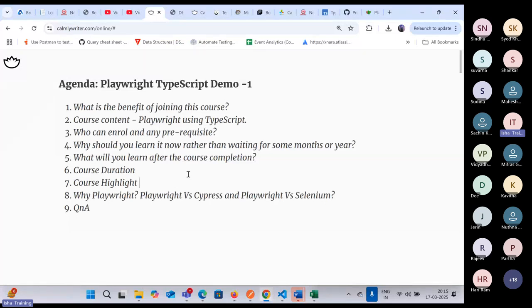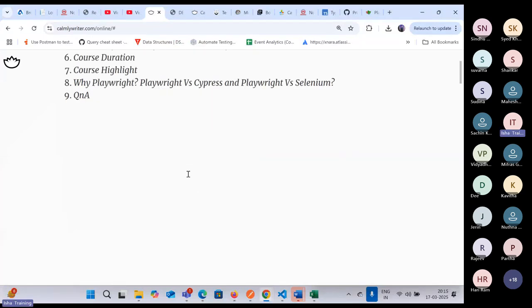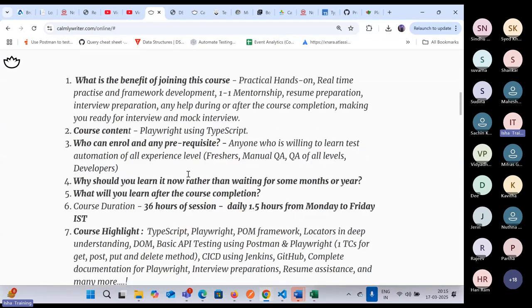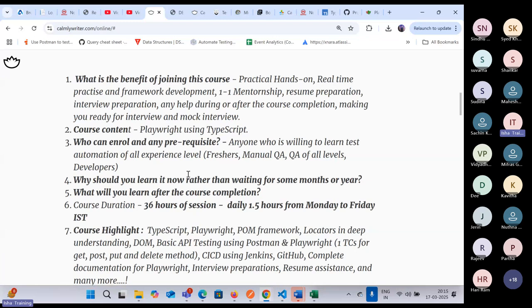Okay, so let's get started with what is the benefit of joining this course. I've written a few of the benefits. It is not an exhaustive list that I'm going through, but these are a few of the benefits that you will be getting from this particular course. So the first question is, what is the benefit of joining this course, right?